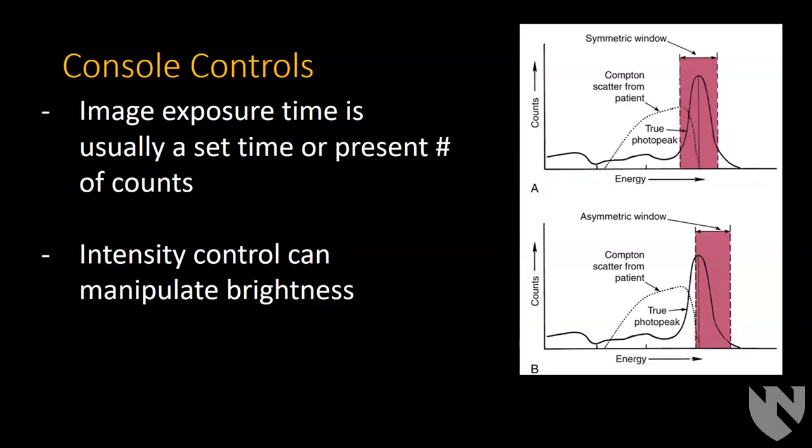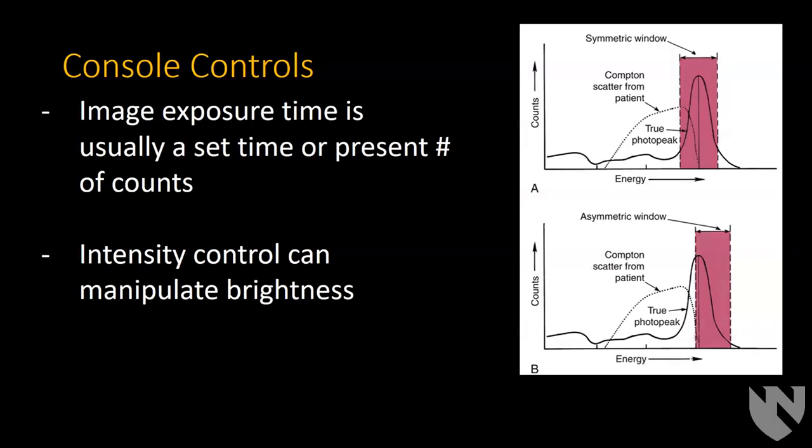On the machine, you can control how long you want to get the image for, and usually what is chosen is the number of counts you want to get. So you can do either a certain amount of time, so you might image for a certain number of minutes, or you might image for a certain number of counts.